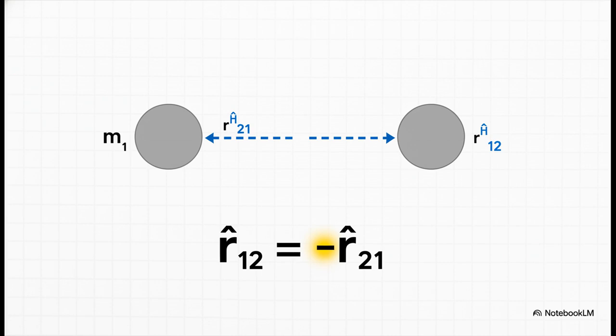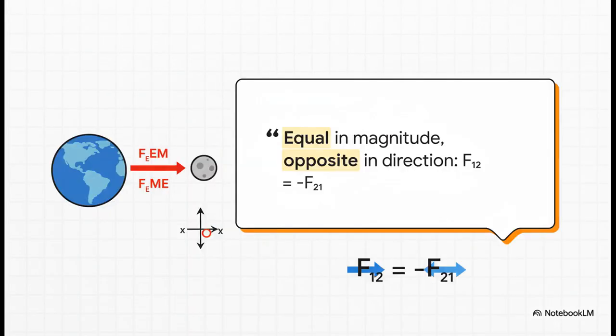In math, we show this by saying one is simply the negative of the other. And this leads us to a brilliant conclusion. When we substitute that relationship back into our equation, we prove that F12 is the exact negative of F21. The forces are equal in strength and opposite in direction. It's a perfect action-reaction pair. The Earth is pulling on you with the exact same force that you are pulling on the Earth. Pretty wild when you think about it.